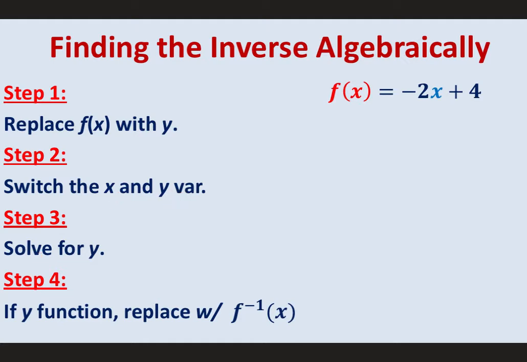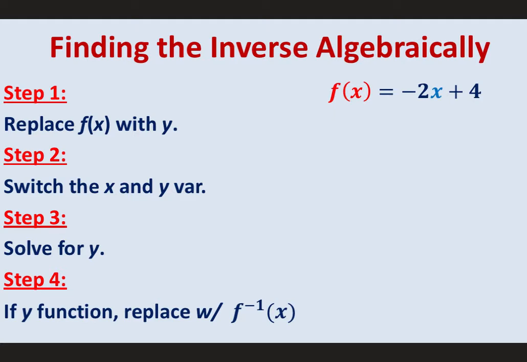Now the equation's not going to be the way we want it, so we're going to solve for y. So you're going to move stuff around using algebra to solve for y. And then the last thing you're going to do is replace that y with an f inverse of x. So you write f -1 of x, and this is just to note that it's the inverse of that original f of x. All right, so let's go ahead and do that.